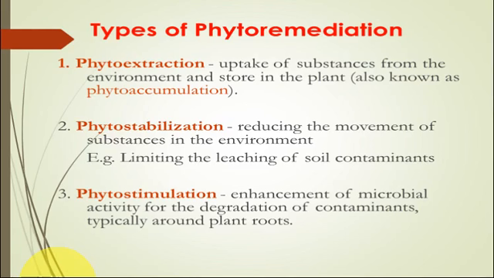In phytostabilization, plants reduce the movement of substances in the environment. Phytostabilization is usually carried out by the roots of the plant. These limit the leaching of soil contaminants. Phytostimulation is the third process, where enhancement of microbial activity for the degradation of contaminants is carried out. Typically this is also found in the plant roots.